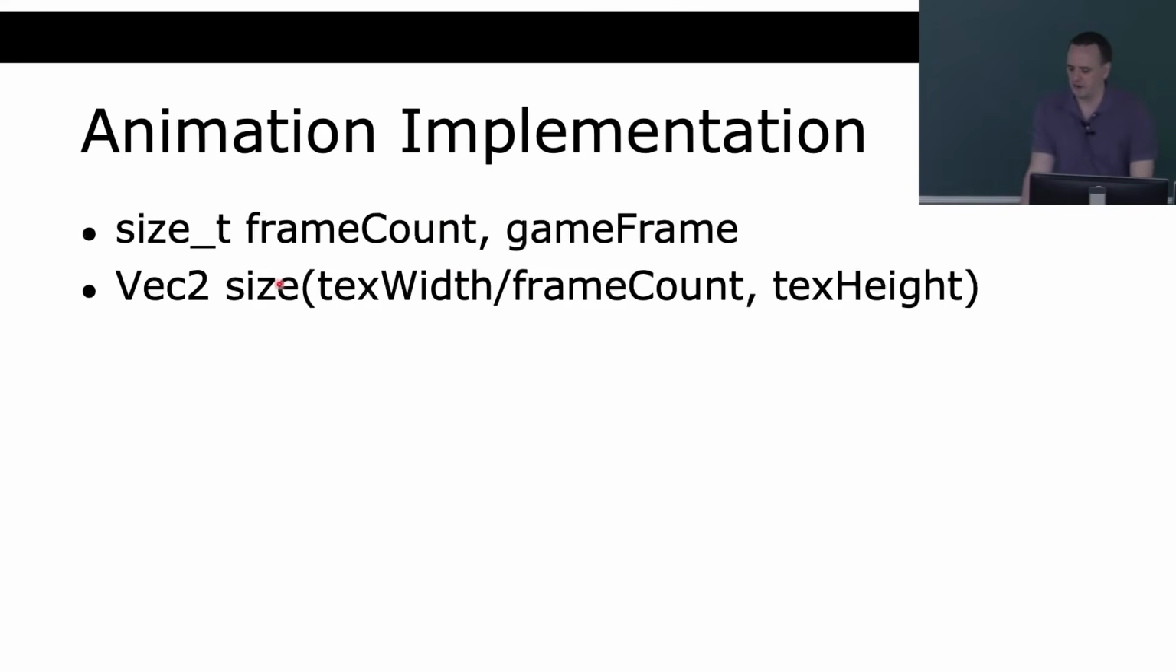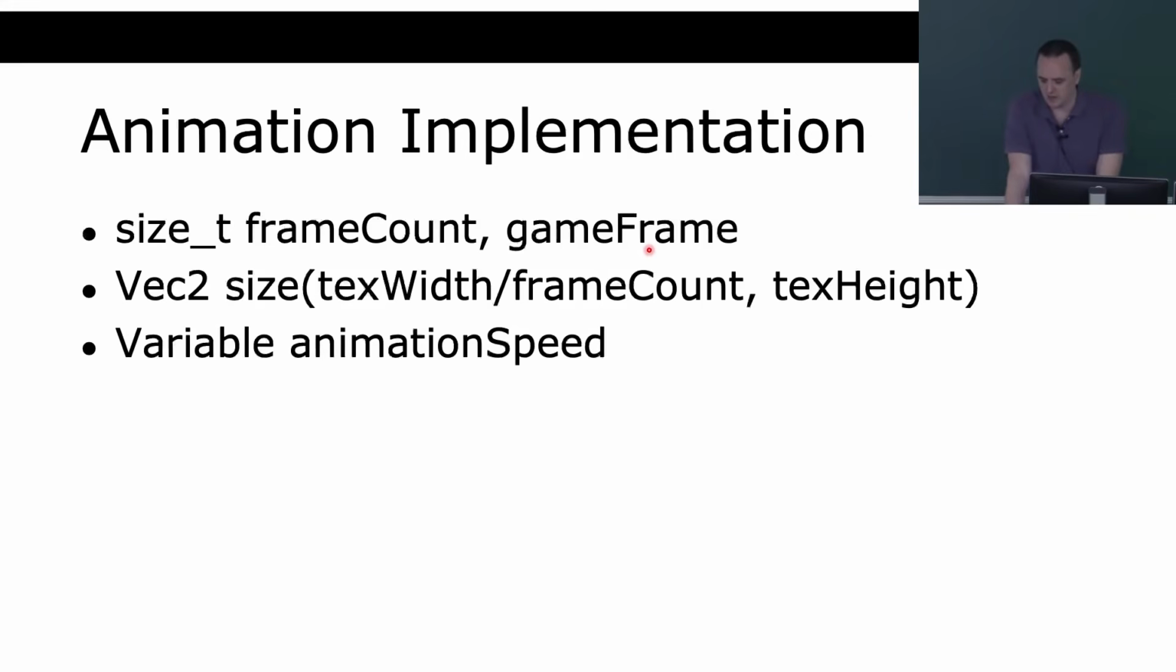It's going to store a size. So the size is going to be the size of 1 frame of animation. So that's the texture width divided by the frame count. So frame count is the number of total frames of animation that are specified in this. And then the game frame, that's going to be the number of game frames that this animation has been active for. So if our game is 60 frames per second and this animation has been active for 2 seconds, game frame will be equal to 120.